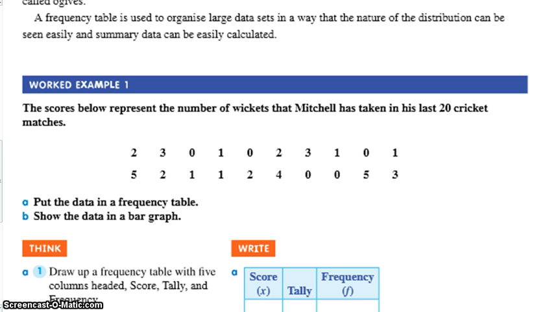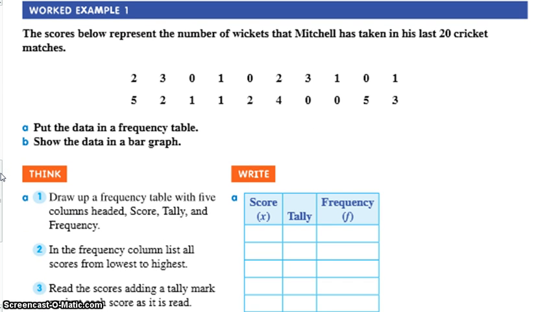This is not a large set of data. With large sets of data, we're talking like thousands of people. Okay, this is not a large set of data, but for the purposes of what we're trying to do, it's sufficient. Okay, first thing we're going to do is put it in a frequency table.